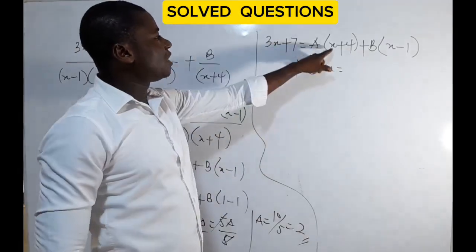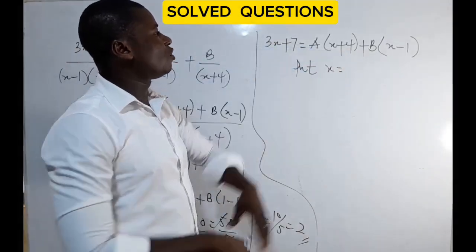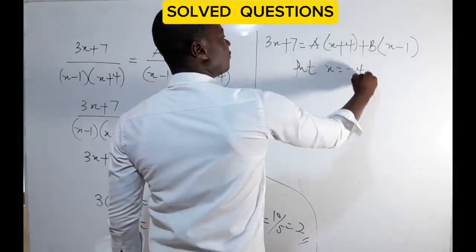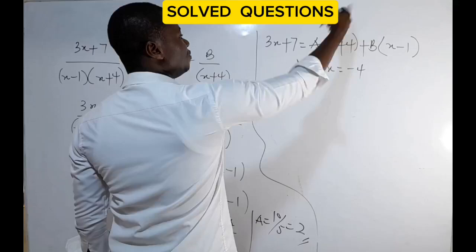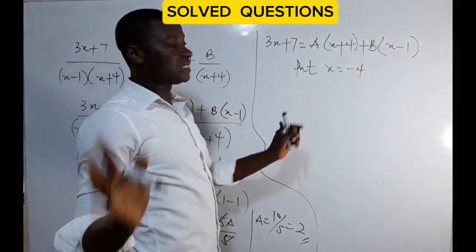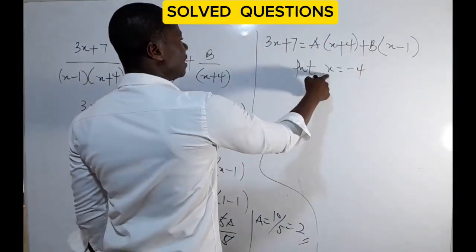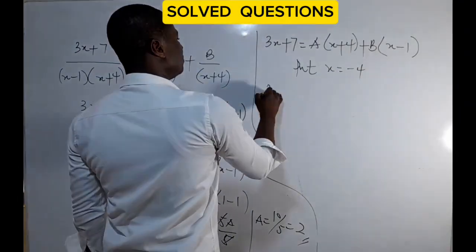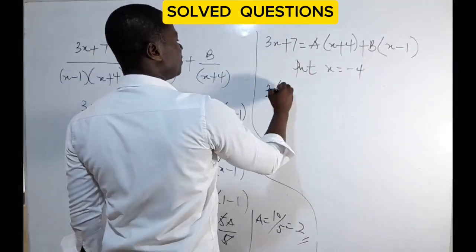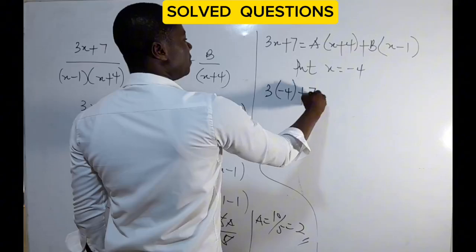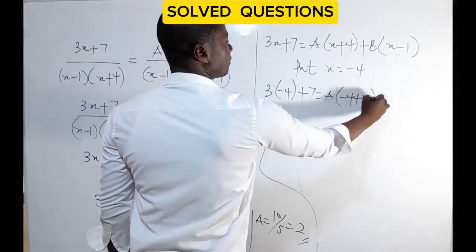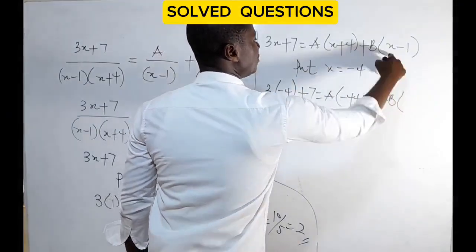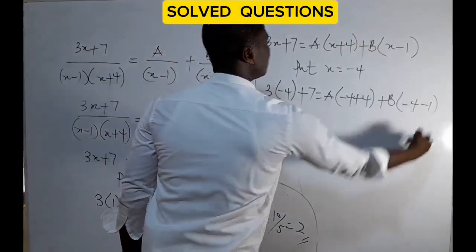We can see that here we have x plus 4. So when we put x equal to minus 4, then minus 4 plus 4 will give us 0, so that A times 0 will be 0 so that we can find B. I hope you understand that. So now we put x to be minus 4. So wherever you see x, you put minus 4. So we have 3 times minus 4 plus 7 equals A into bracket (minus 4 plus 4) plus B into bracket (minus 4 minus 1), right?